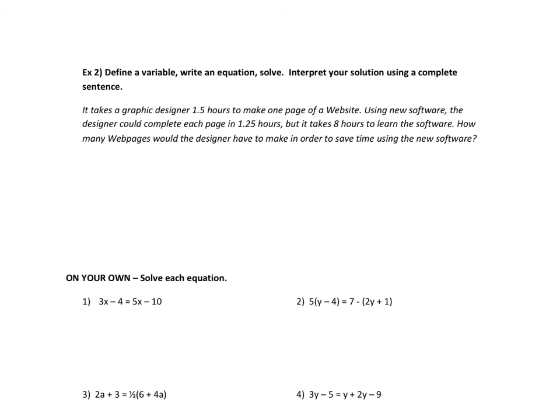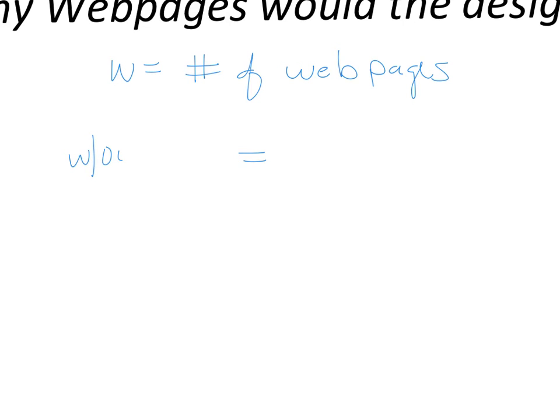Let's start by defining our variable. We're looking for the number of web pages so that he or she can save some time. So I'm going to put W, and that's going to be equal to the number of web pages. Now what we want to do is write an equation for without software and with software. We're going to set both of these ideas equal to each other so we can figure out the number of pages it would take for them to be equal.